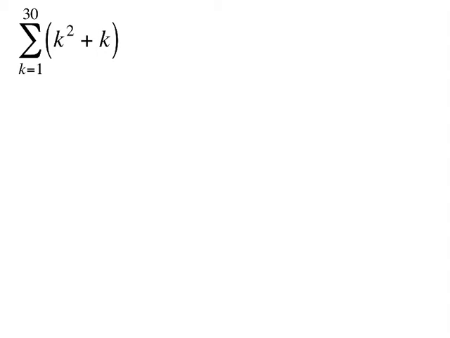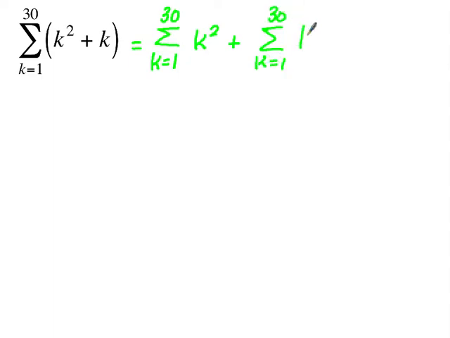Now this one is going to be the sum of k squared plus k. What you're going to do in this problem is split the two up. So it's going to be the sum of k equals 1 to 30 of k squared, and then I'm going to add to that the sum from k equals 1 to 30 of k. So it's like you've got two distinct problems, and then you just add the results together.